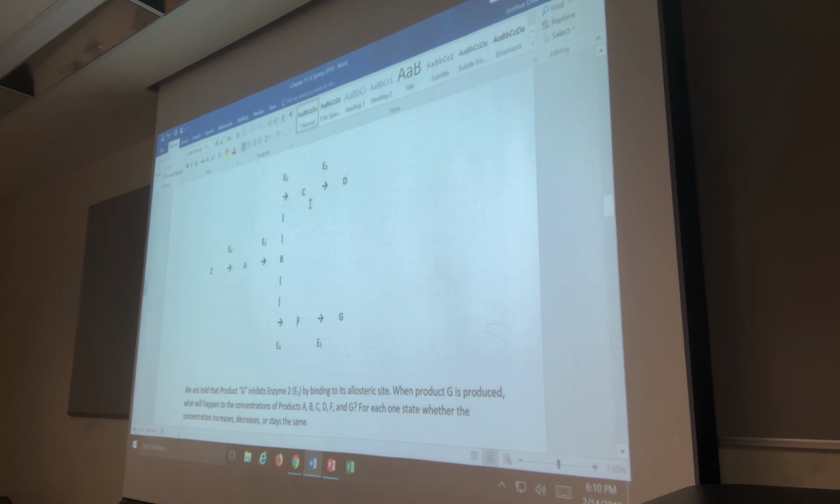All right, so a summary. C and D are going to go down because enzyme 2 is shut off. F and G are going to go up because all the substrate is being funneled down to the bottom pathway here. Everything else is going to remain the same because it doesn't know that anything's changed. Enzyme 1 hasn't been changed and enzyme 6 hasn't been changed, so everything else on here is going to remain about the same. Okay, yes, question.